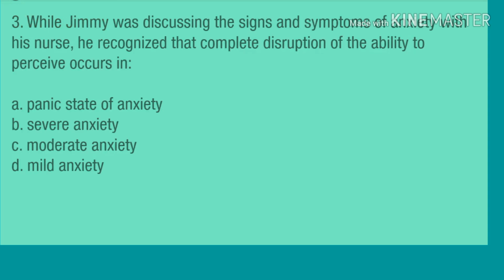Question 3. While Jimmy was discussing the signs and symptoms of anxiety with his nurse, he recognized that complete disruption of the ability to perceive occurs in: A. Panic state of anxiety. B. Severe anxiety. C. Moderate anxiety. D. Mild anxiety. Answer: B.